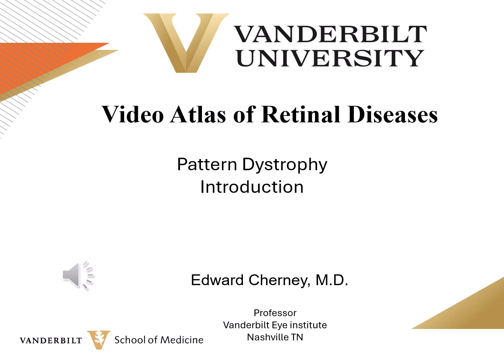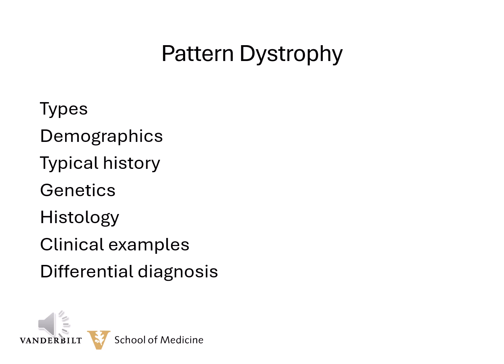this particular entity. We will briefly discuss the demographics and a typical presenting history. Then we'll spend just a few words on the genetics and histology, and then finish with some clinical examples and show some examples of the differential diagnoses of pattern dystrophy.